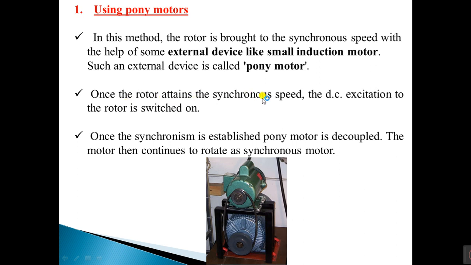Once the rotor attains synchronous speed, the DC excitation to the rotor is switched on. Once synchronism is established, the pony motor is decoupled. The motor then continues to rotate as a synchronous motor. Our ultimate aim is to make the rotor rotate with the speed of the stator magnetic field. Once we get the speed, we can disconnect this pony motor.